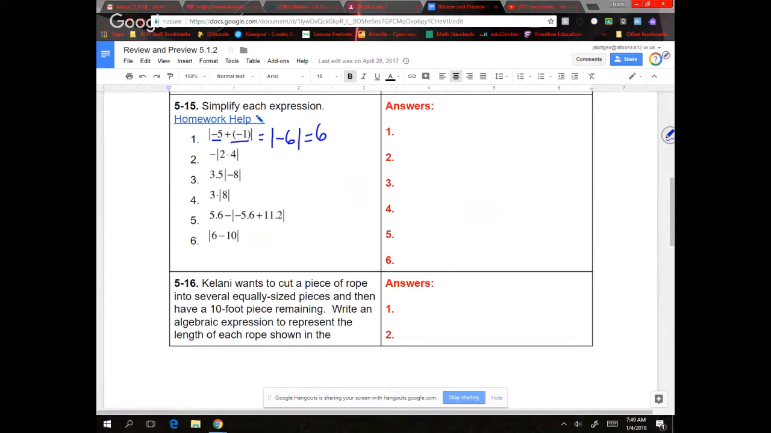Next one. This is one that likes to trick some of you. You have a negative sign on the outside. So don't worry about that right now. 2 times 4.